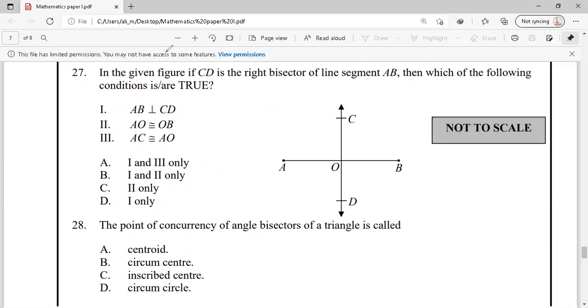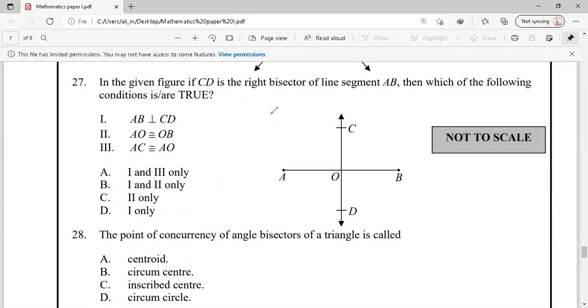Then we have question number 27. In this diagram, CD is a right bisector. This means that we have 90 degrees here and OA and OB will be equal to each other. And we have to identify the true condition. So AB perpendicular CD, this is the correct one. AO equals OB, these are the equal parts, this is correct. And AC equals AO: this condition is not true. This can be true, but this is not necessarily true. So this is the false condition as per the given diagram. So the correct answer is only 1 and 2.